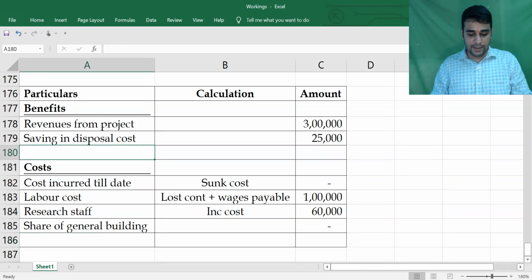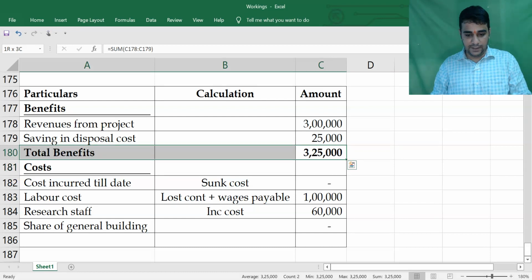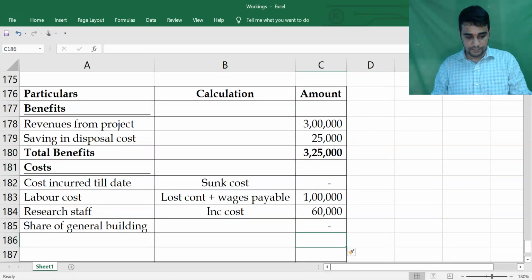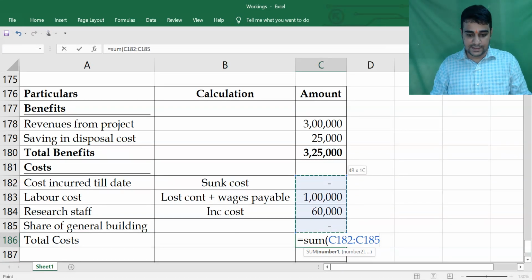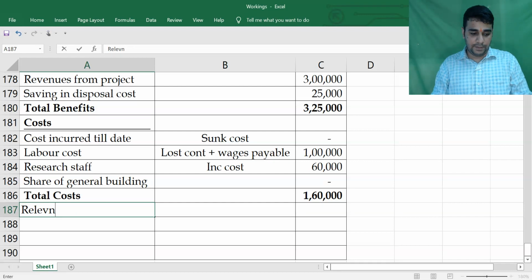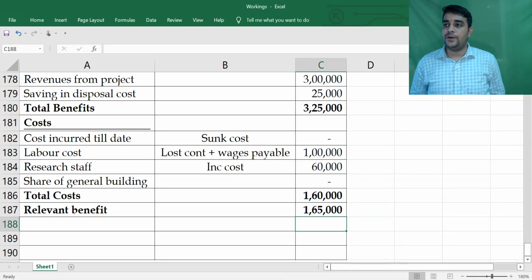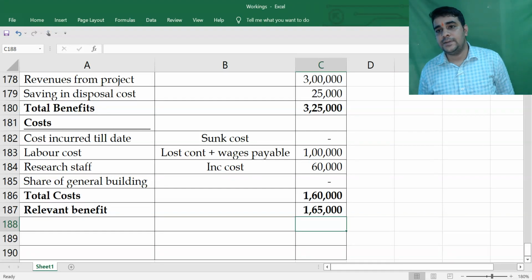So, total benefits. The most important part is your material cost, 3,25,000. Total costs, 1,60,000. Relevant benefit: 325 minus 160. Let me know if there are doubts. Relevant benefit is 1,65,000.